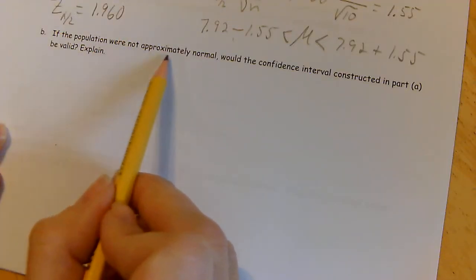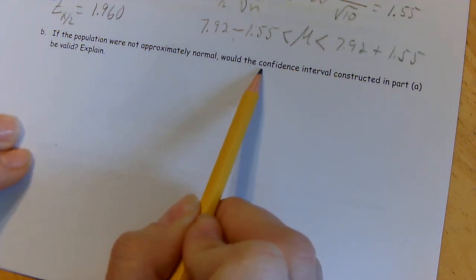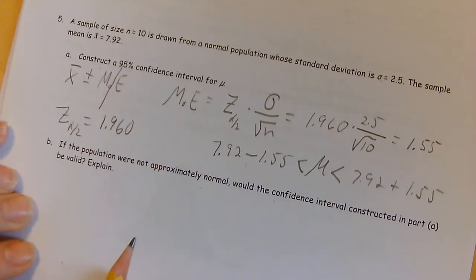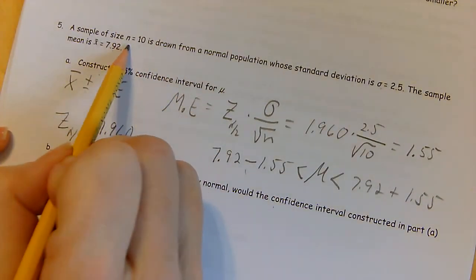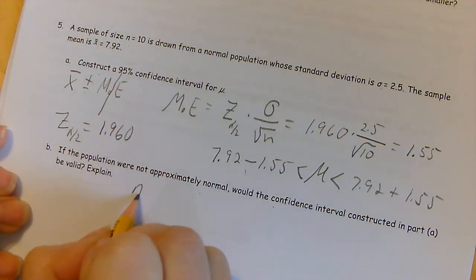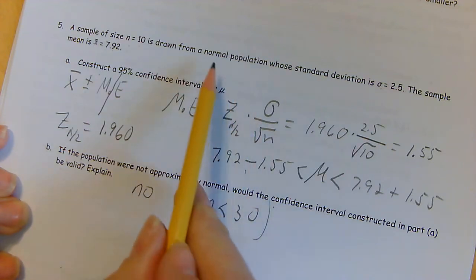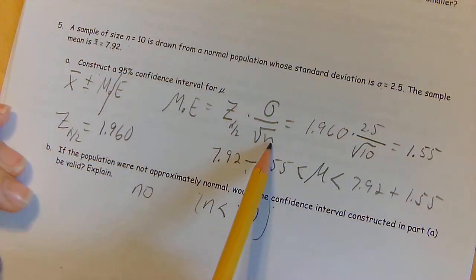If the population were not approximately normal, would the confidence interval constructed in part A be valid? No, it wouldn't, because my sample size was less than 30. But it was from a normal population, that's why it is valid.